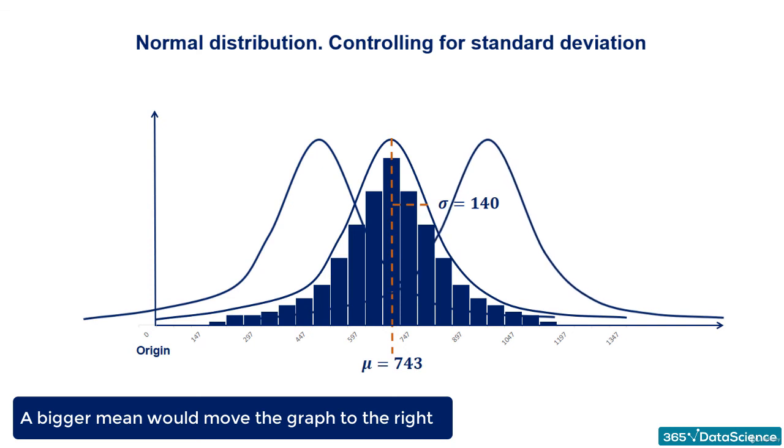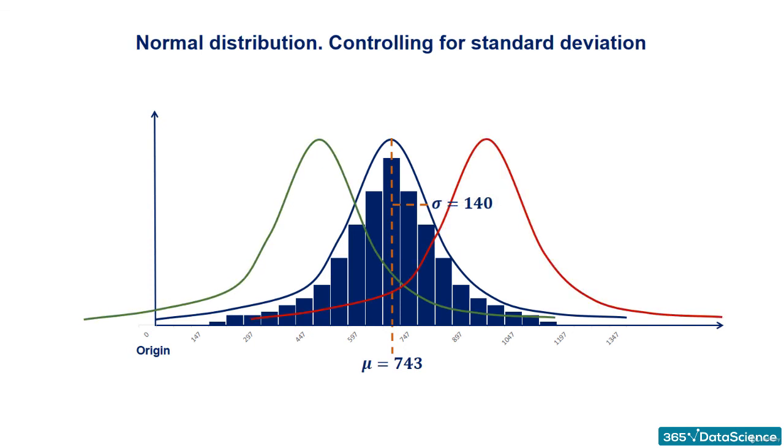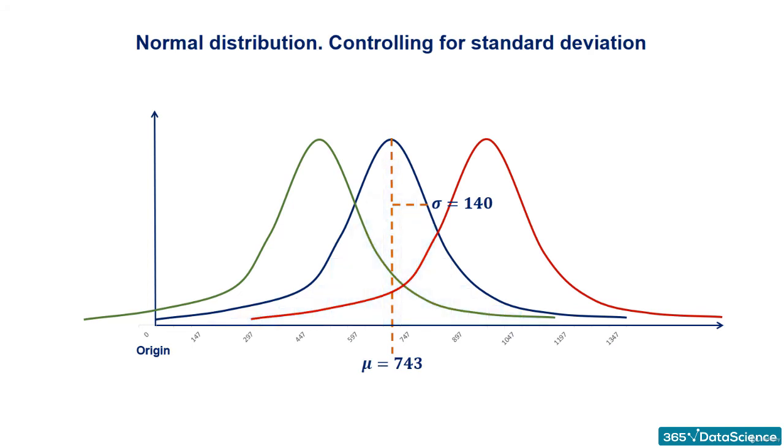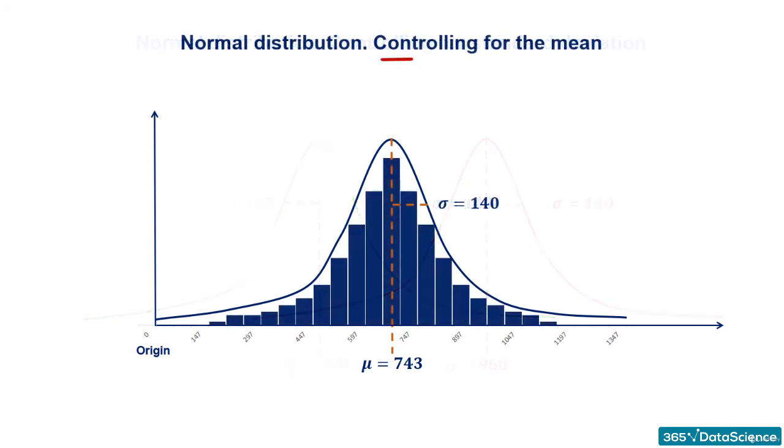In the same way, a bigger mean would move the graph to the right. In our example, this resulted in two new distributions, one with a mean of 470 and a standard deviation of 140, and one with a mean of 960 and a standard deviation of 140. All right, let's do the opposite. Controlling for the mean, we can change the standard deviation and see what happens.